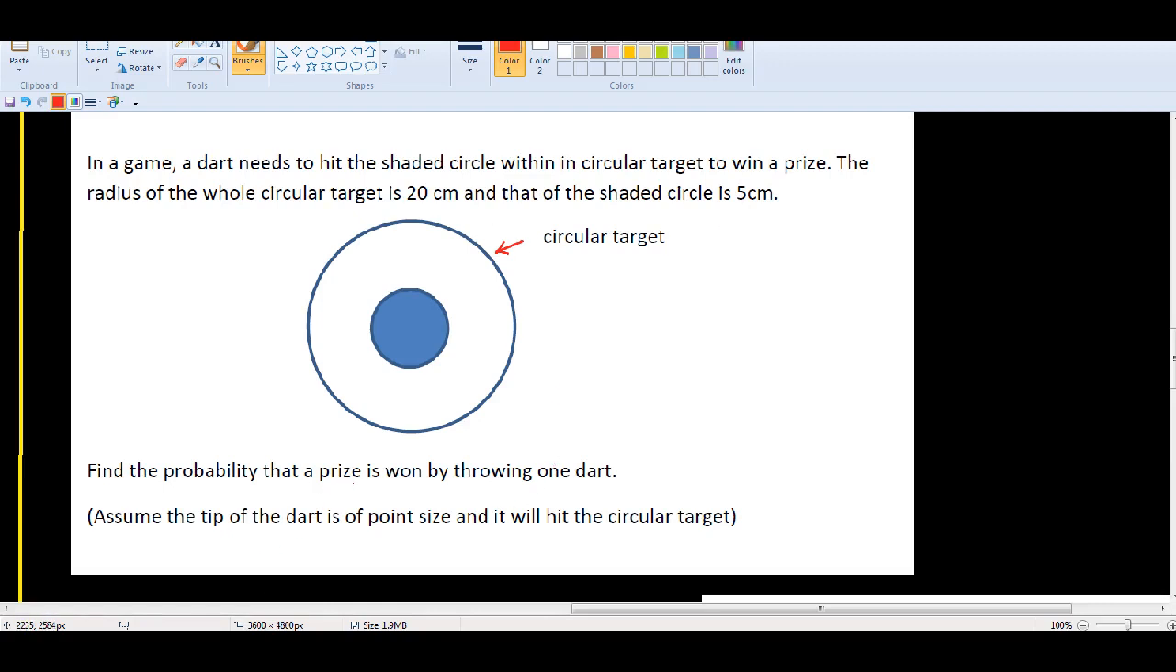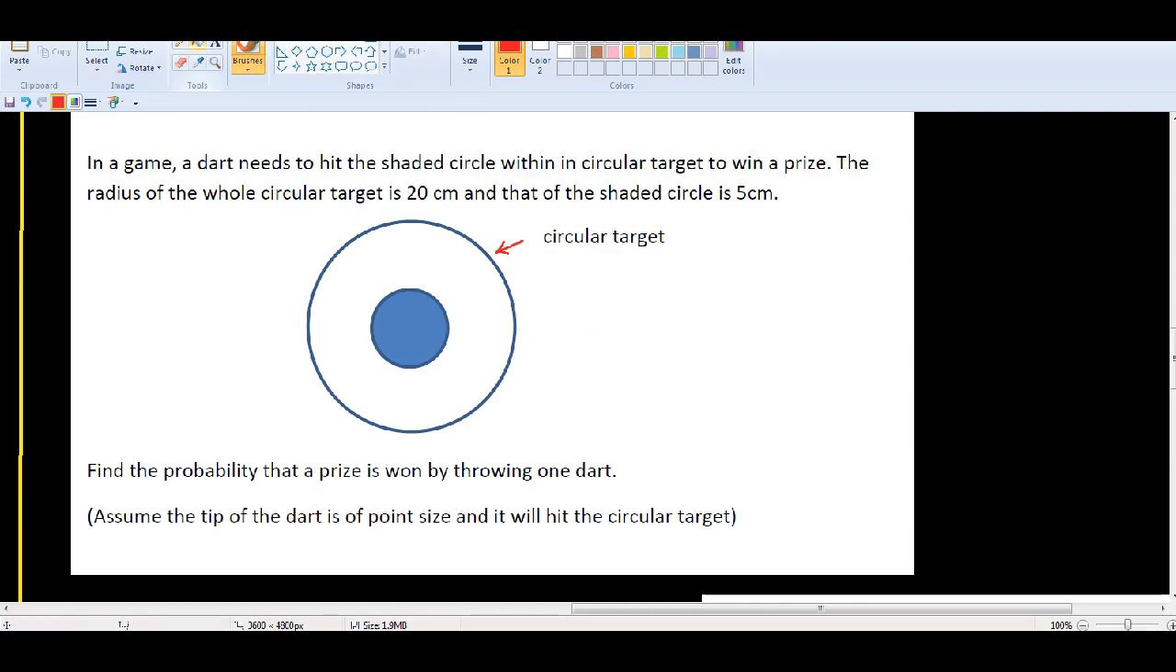Find the probability that a prize is won by throwing one dart. So you need to hit the shaded area. Assume the tip of the dart is of point size. Okay, so the size is really small, just like a point, and you will hit the circular target. So you must land within that larger circle, but it's not necessarily in the shaded region. So you are going to find the probability of hitting the target.